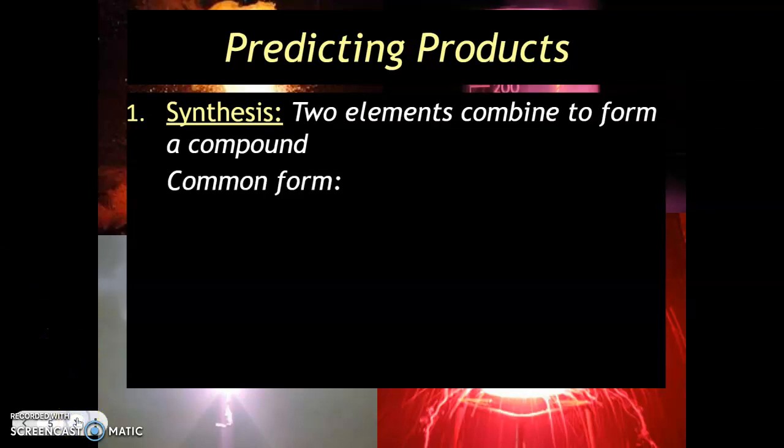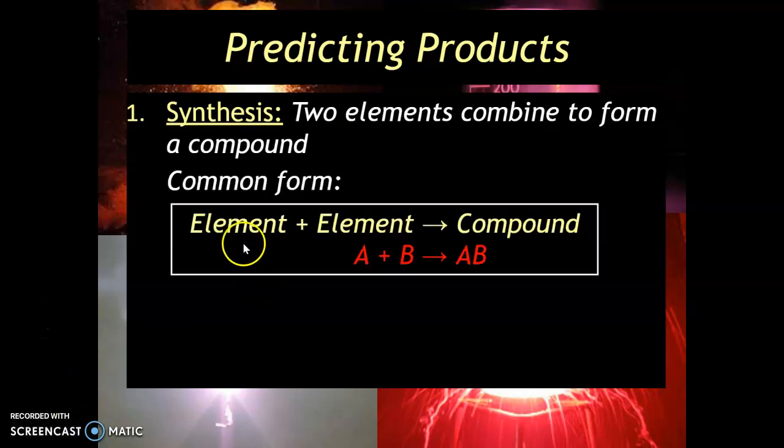Okay, and it will look like this. So element A plus element B will yield a compound. Okay, so A plus B will yield AB, right? You can always tell when it's a synthesis reaction because you'll have single elements on the left and then you'll have a compound on the right.